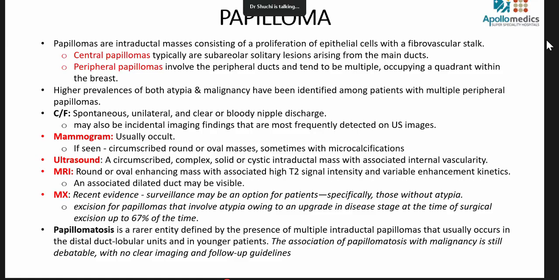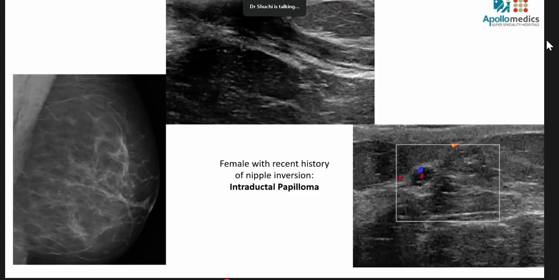What is papillomatosis? It is a rare entity defined by multiple intraductal papillomas that usually occur in distal duct lobular units and in younger patients. The association of papillomatosis with malignancy is still debatable, with no clear imaging and follow-up guidelines.